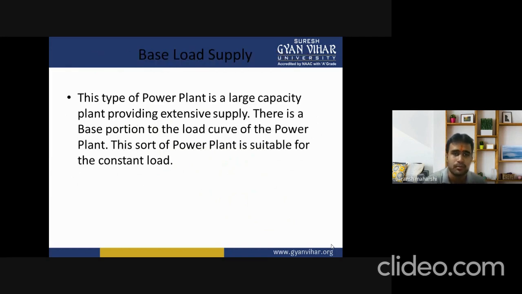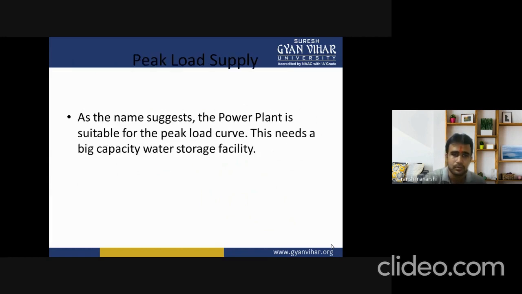First of all, we will discuss the base load supply. This type of power plant is a large capacity plant providing extensive supply. There is a base portion to the load curve of the power plant. This sort of power plant is suitable for the constant load. Peak load supply: as the name suggests, the power plant is suitable for the peak load curve. This needs a big capacity water storage facility.